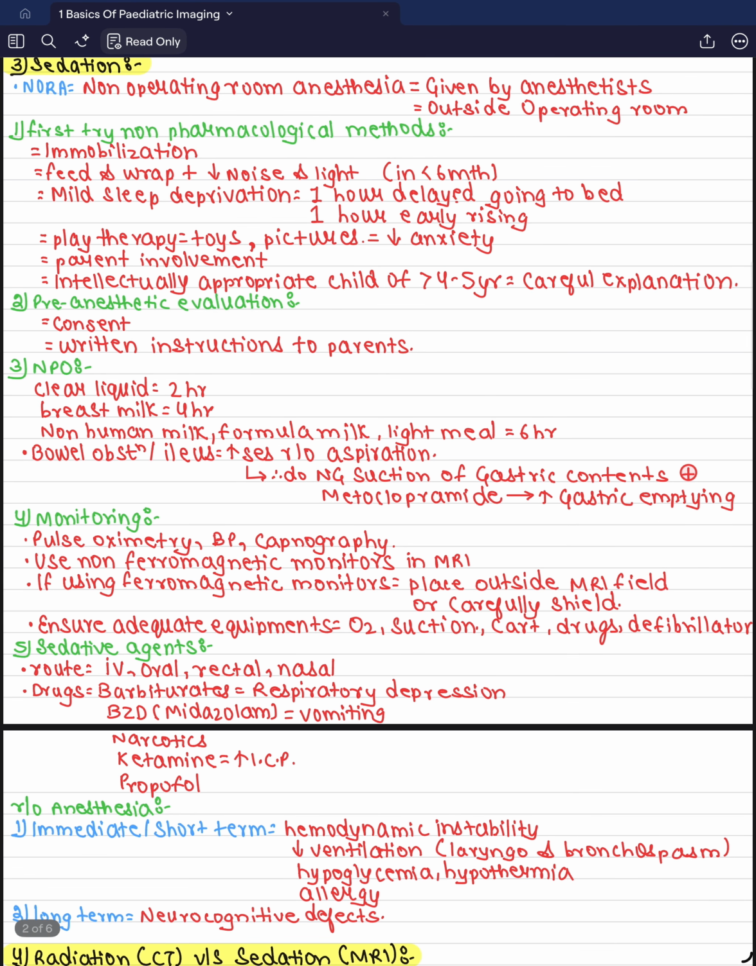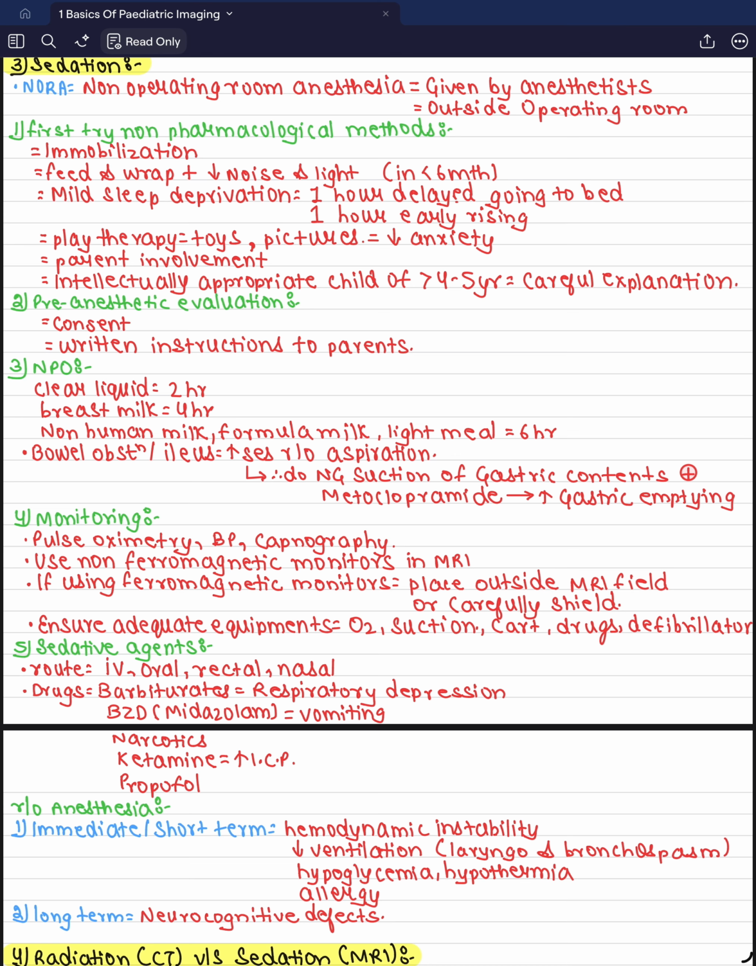The guideline is 2 hours of nil per oral. For breast milk, it is 4 hours. For non-human milk like cow milk, formula milk, or a light meal, it is 6 hours. Now we have to understand that whenever there is bowel obstruction or ileus, it increases the risk of aspiration because the contents will be accumulating in the stomach.